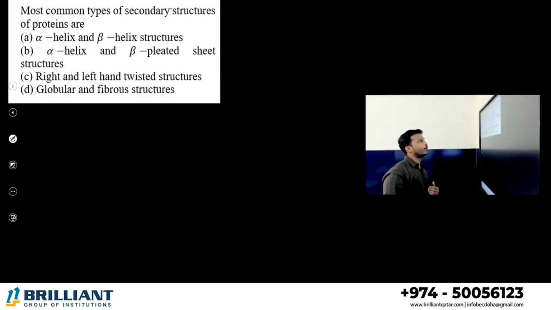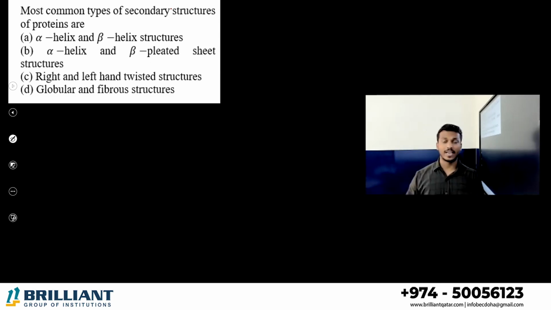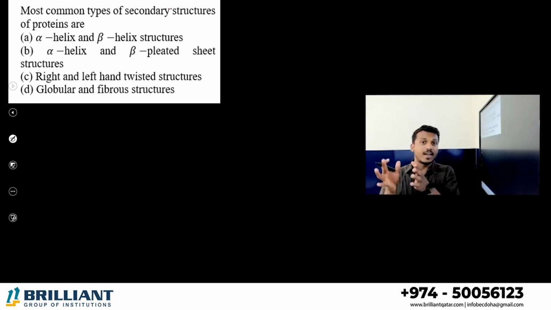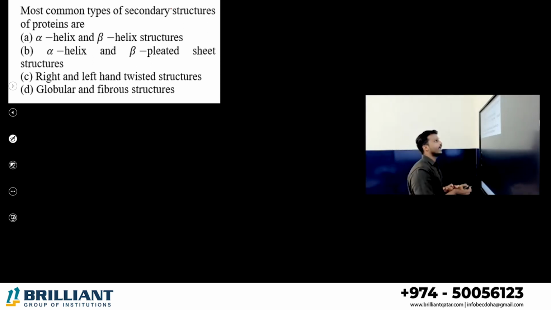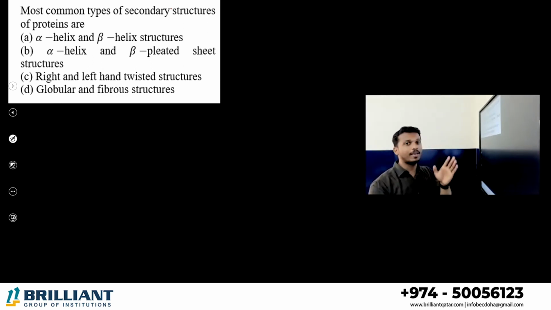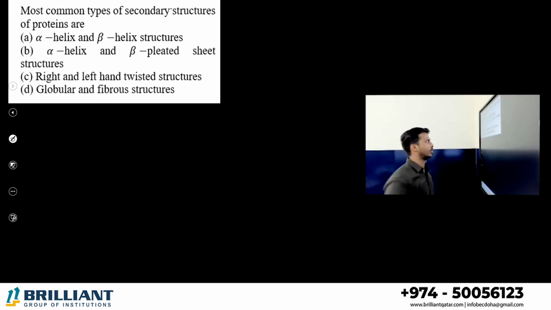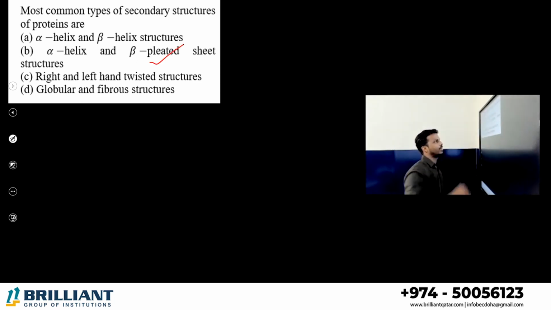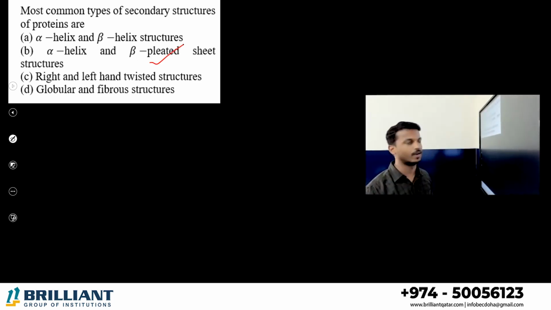Most common type of secondary structure. Secondary structure we classify into two, alpha helix and beta pleated. See option A, alpha helix and beta helix. No, one is a helical structure, one is a sheet-like structure. Alpha helix and beta pleated. Option B is the correct one.